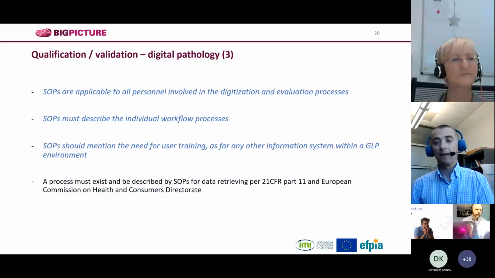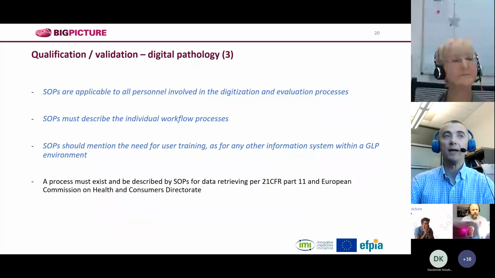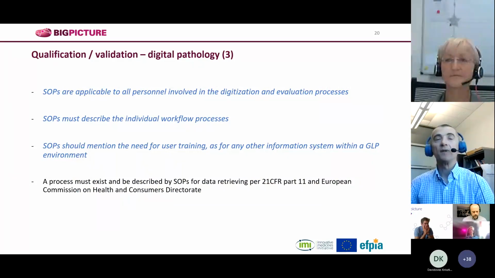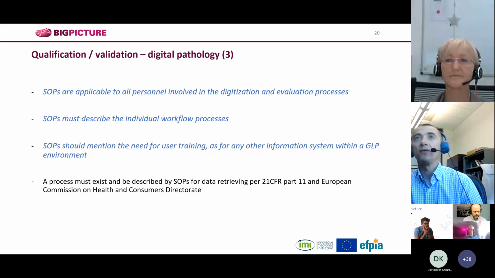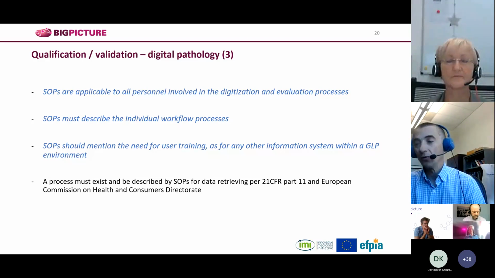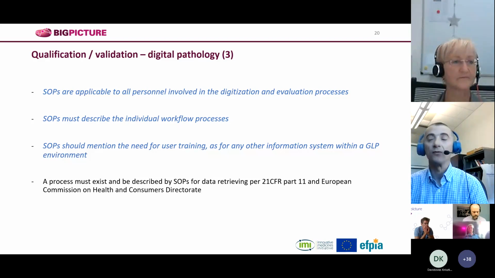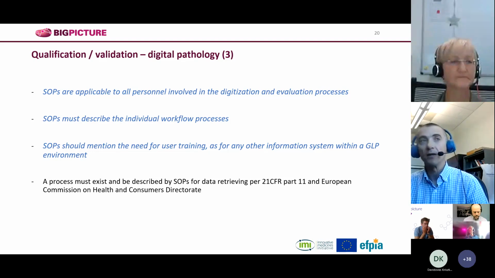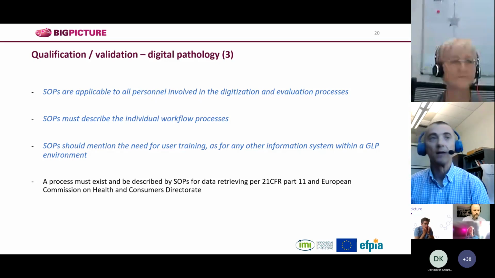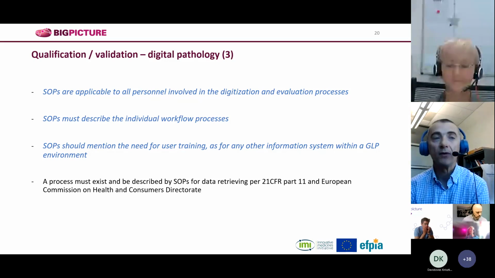So the next slide is more about the need for SOPs. So in the principles of GLP, we have to describe what we are going to do through SOPs, through study plan, for example, and then we have to execute according to what we have described that we would be doing. So these are the basic principles. And so there is no exception for the use of whole slide images.